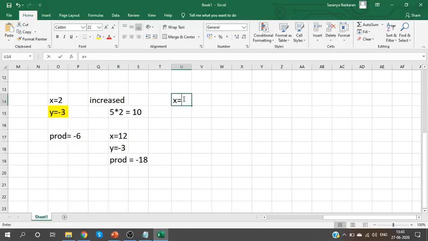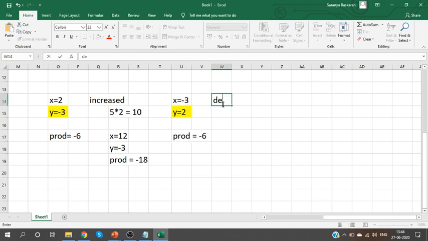Opposite of this. X is negative, y is positive. Look at this case, x is minus 3, y is 2. So product will be minus 6. But to minimize the product, this negative value should be reduced further. Yes, if I increase it and it becomes positive, positive into positive will give a positive answer only. We don't need that. So what should be done here? X value should be reduced further.